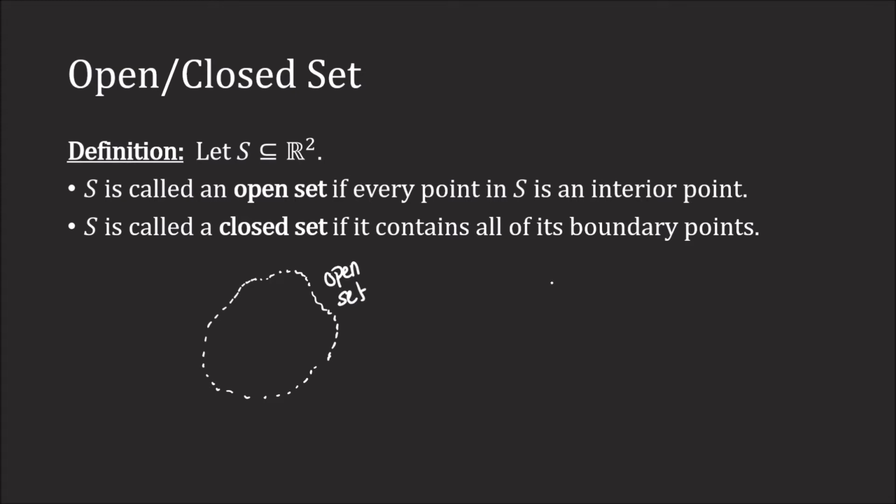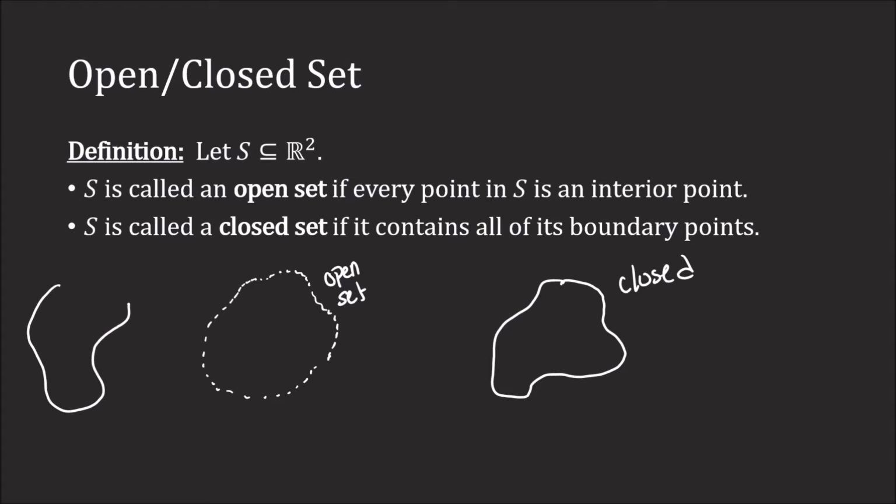A closed set, rather, would contain all of its boundary points. Now, it is theoretically possible we could have a set that looks like this. This set would be neither open nor closed, because it contains some of its boundary points. So it's not only interior points, but it does not include all of the boundary points.